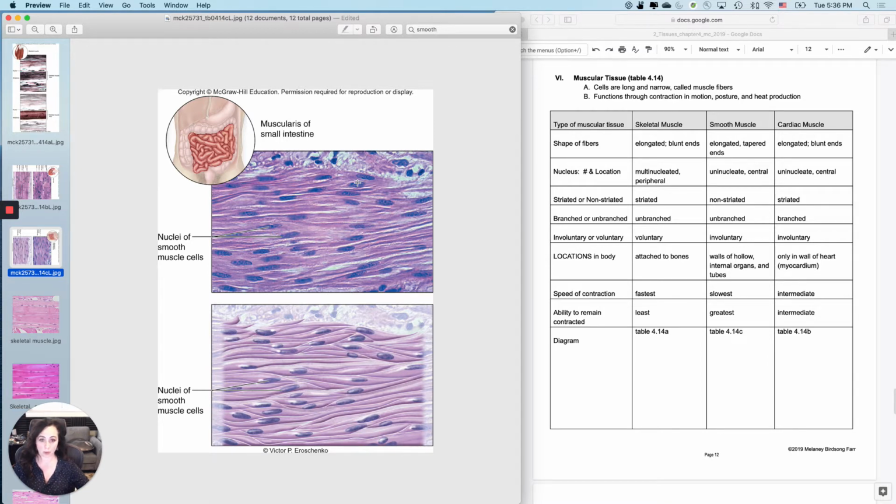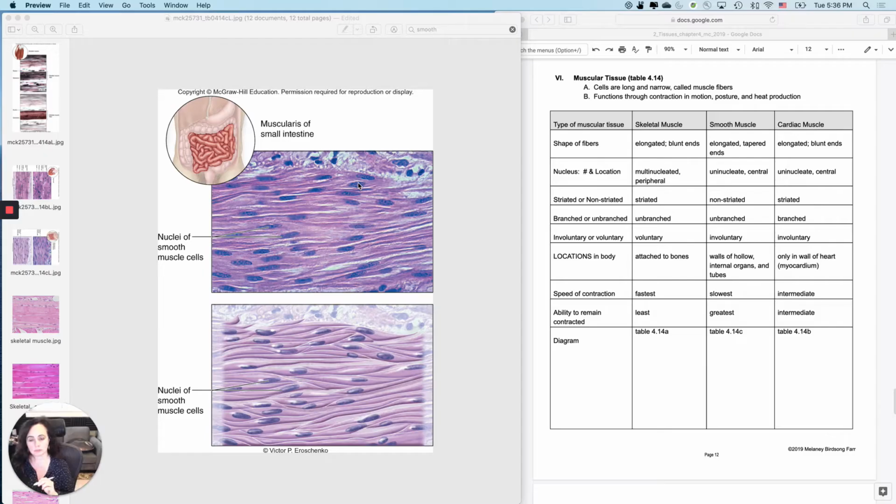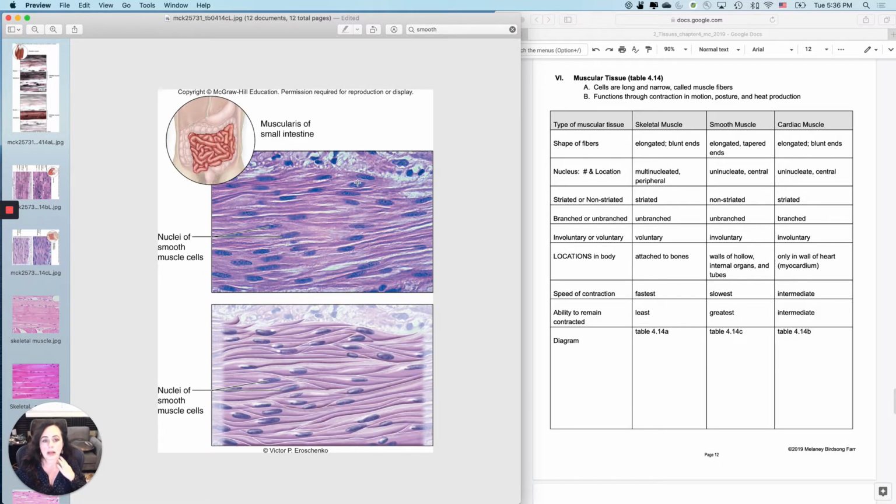Okay, so now let's just scribble that into our little diagram. Okay, so skeletal muscle is going to be multinucleated, and they're generally peripheral. Smooth muscle, one nucleus in the middle. Cardiac muscle, one nucleus in the middle. Okay, so what else? Striated or not striated?